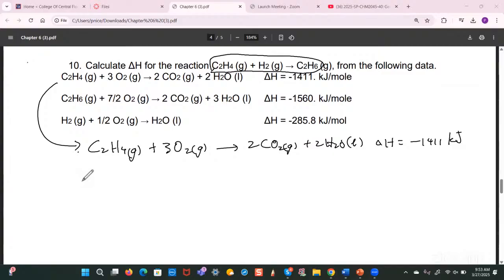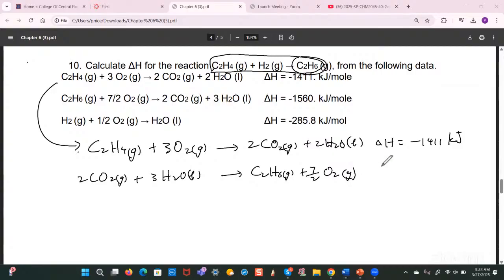Second. Okay, very good, because you have the C2H6 on the right side here, it's on the left side here. So I would flip it to get 2 CO2 gas plus 3 H2O liquid. And then on the right side, you're gonna have C2H6 gas plus 7/2 O2 gas. And what happens to the delta H? Change signs. 1560 kilojoules. Okay, very good. What next?